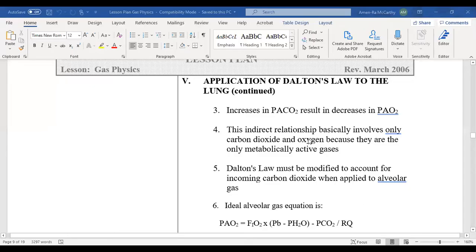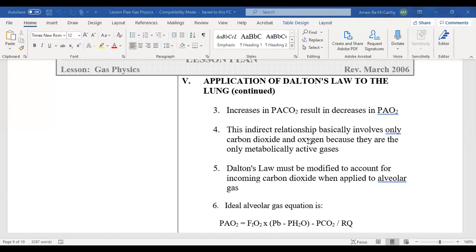All right, so if that's true, increases in your alveolar CO2 will result in decreases in your alveolar oxygen, of course, because it's only 100% in there. If you got more CO2 than you have oxygen, it's going to push the oxygen out, right? And vice versa. Number 4, this indirect relationship basically involves only carbon dioxide and oxygen because they are the only metabolically active gases.